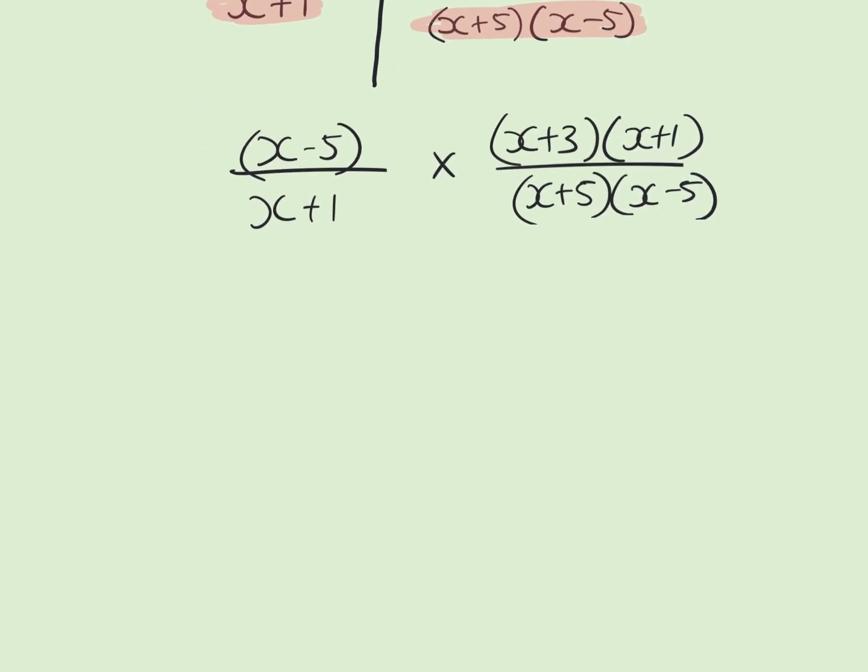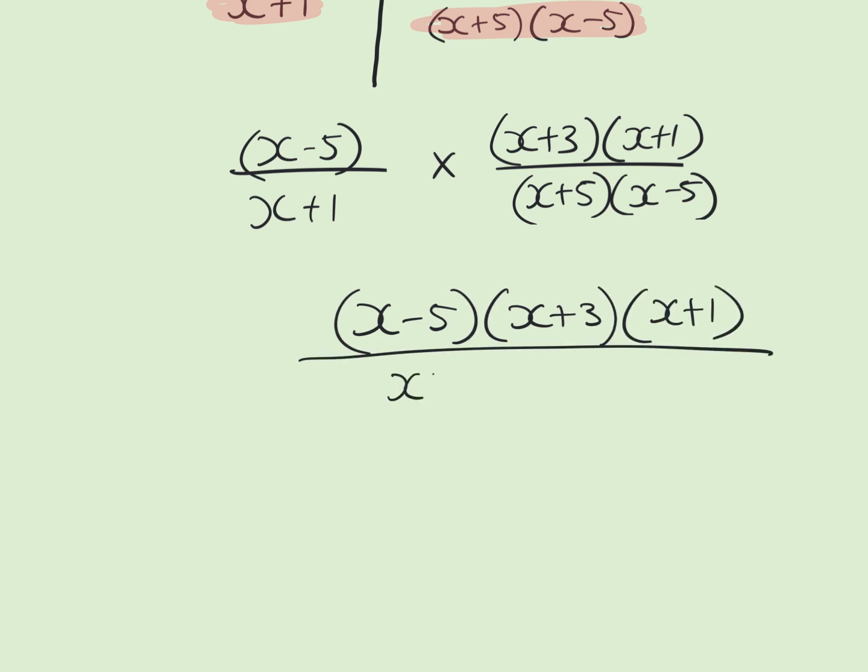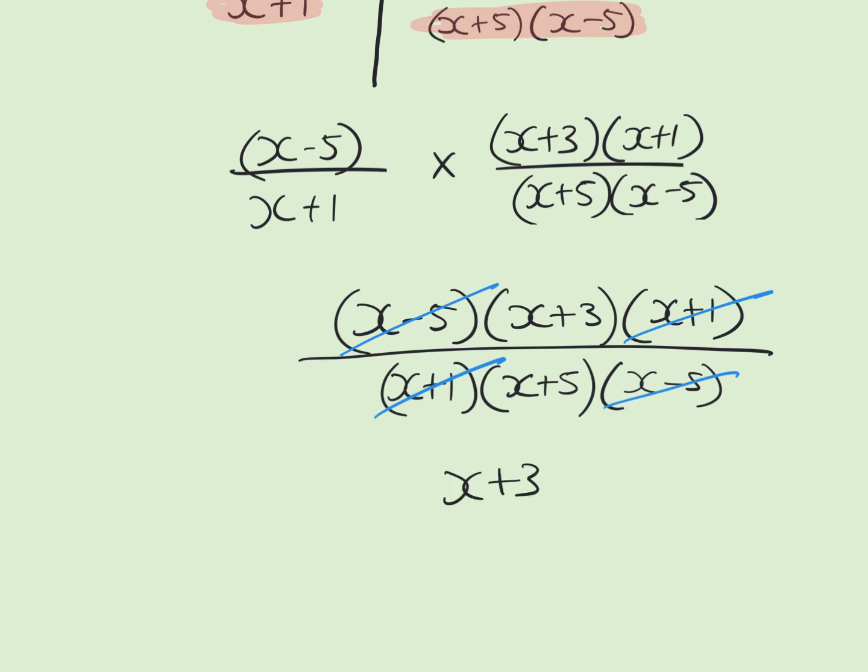Writing that out, then I'm going to have x minus 5 times x plus 3 times x plus 1 all over x plus 1, x plus 5, and the final one is x minus 5. Okay, and what we can see here is that a lot of things cancel. I have an x minus 5 here, x minus 5 there. I have an x plus 1 here, x plus 1 here. So my final answer is going to be x plus 3 on the top, x plus 5 on the bottom.